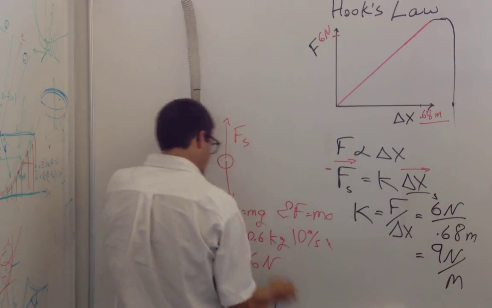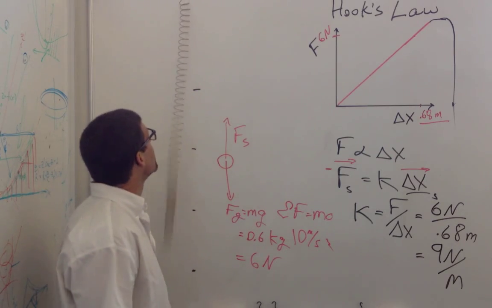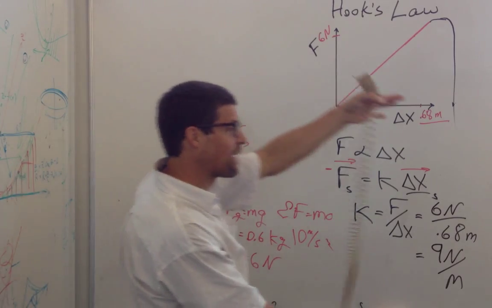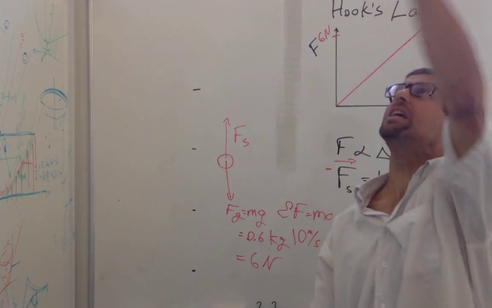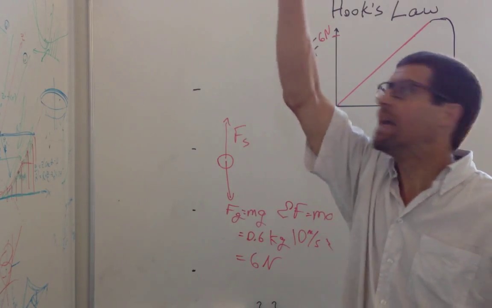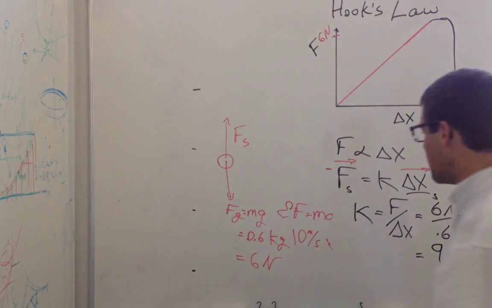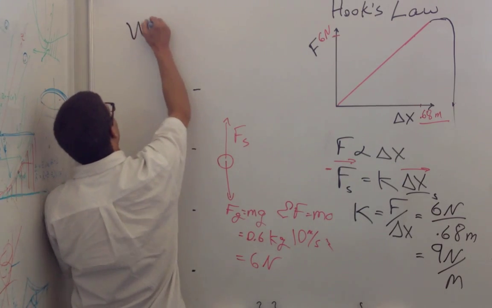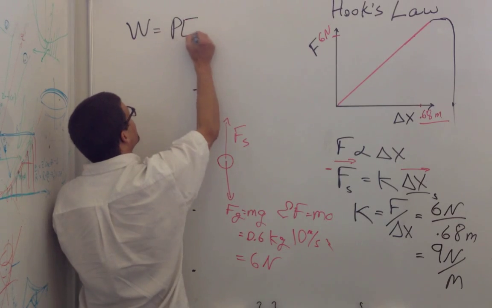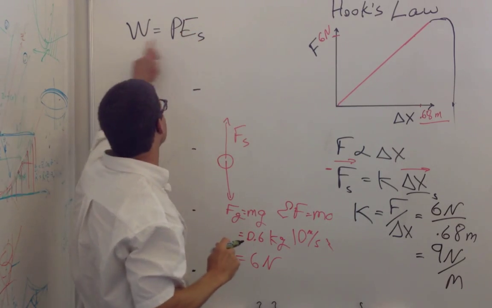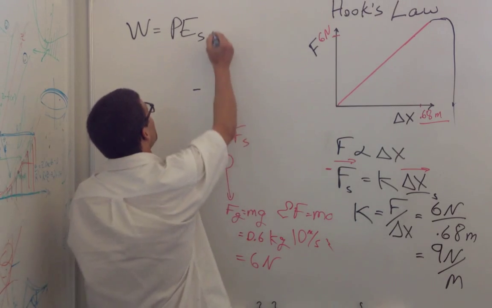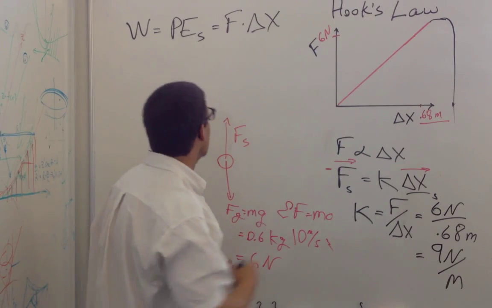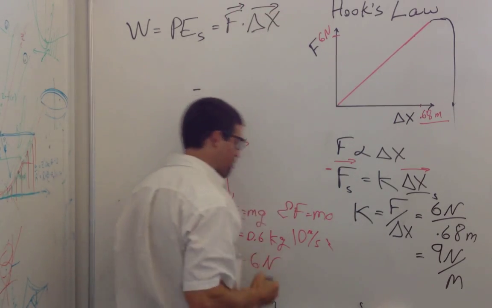Now we also recognize this is a wonderful way to store energy, right? I pull it, and it stores the energy, and then I can release it and turn it into kinetic energy, and then ultimately potential energy, and then back to kinetic energy again. What's the stored potential energy in a spring? Well, I know from the work energy theorem, the potential energy stored in the spring has to be the work that I put into it. And I know work is force times delta x, in the same direction, it's a dot product.